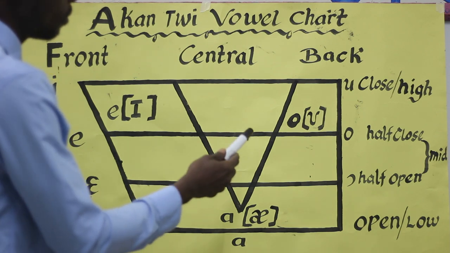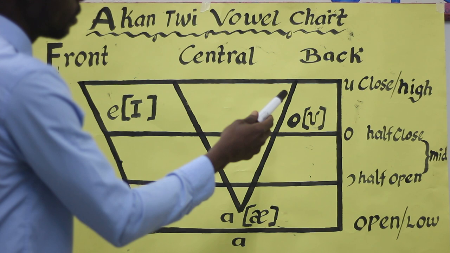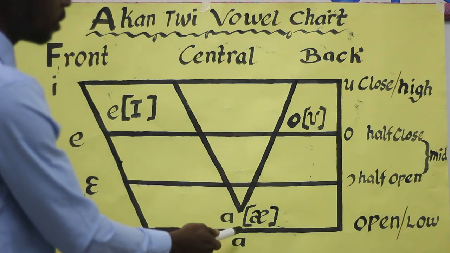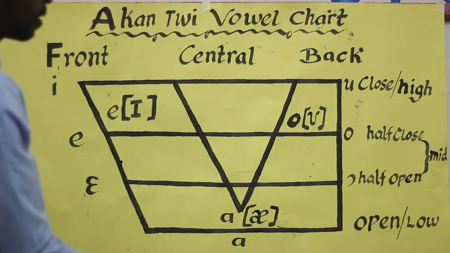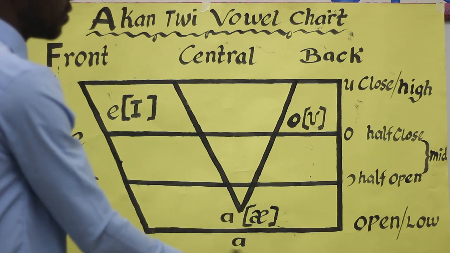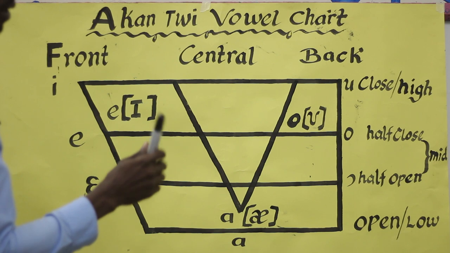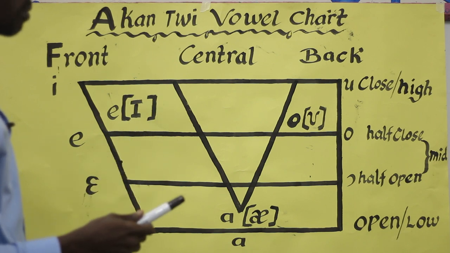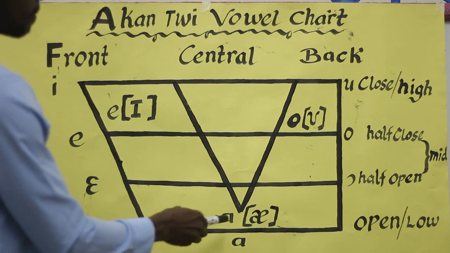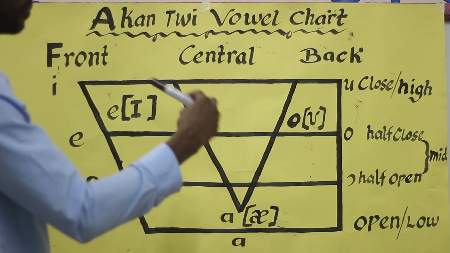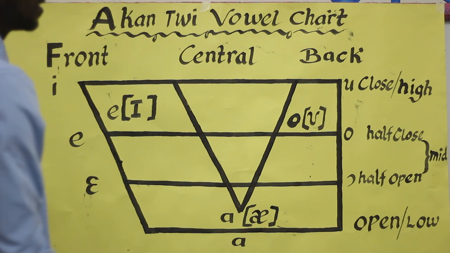We have E and A. These vowels are very controversial. I'll talk more about them when we get to the advanced tongue root in detail. But E is a little bit more advanced than this A.